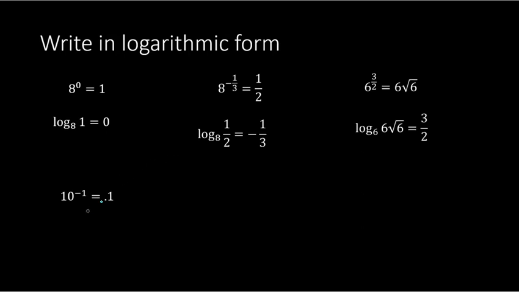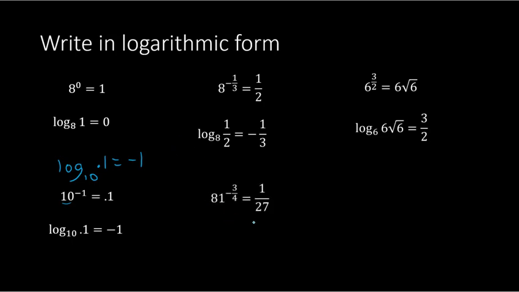Let's try two more for practice. Here we have 10 to the negative first power equals 0.1, and you were told to write in logarithmic form. All right, so here we have log, and then 10 is the base, so put the 10 as the base of the logarithm. A log is an exponent, so it's equal to the exponent, which is -1, and the 0.1 goes right here. So we can write that in logarithmic form as log base 10 of 0.1 equals -1.